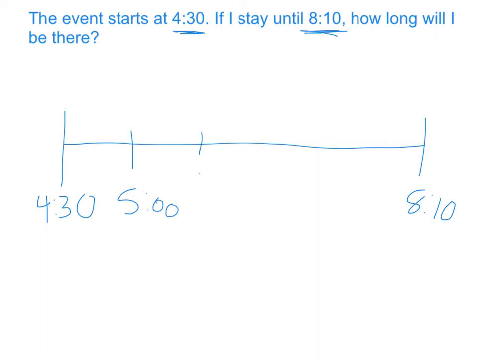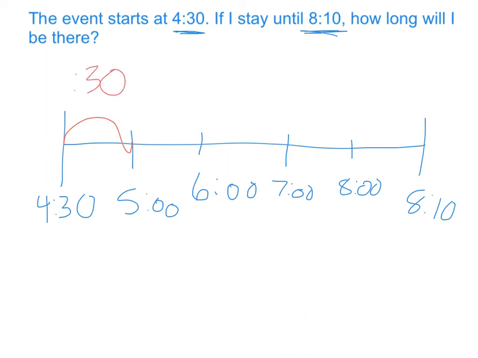And then after that would be 6 o'clock. And then after that would be 7 o'clock. Then after that would be 8 o'clock. And I can't do 9 o'clock because 9 o'clock comes after 8:10. Now let's go back and do some jumps. From 4:30 to 5, that's half an hour. And half an hour is 30 minutes.